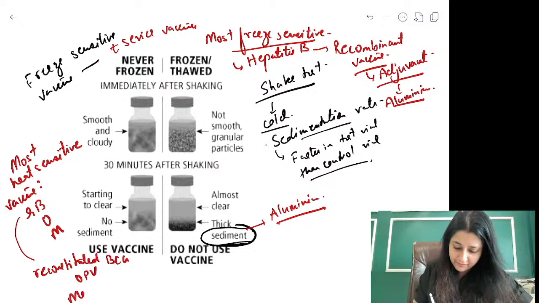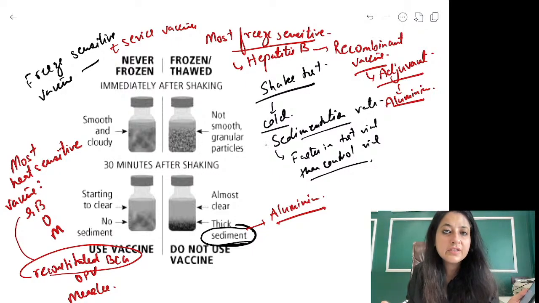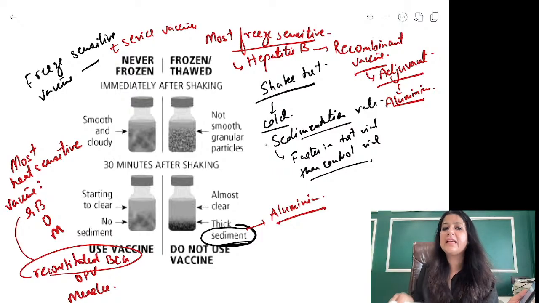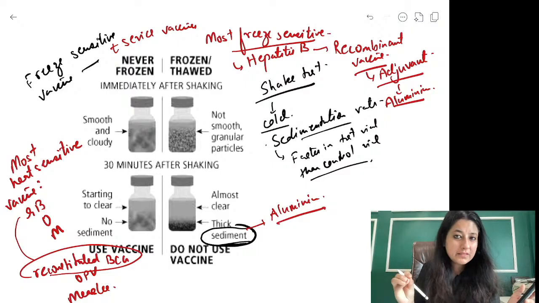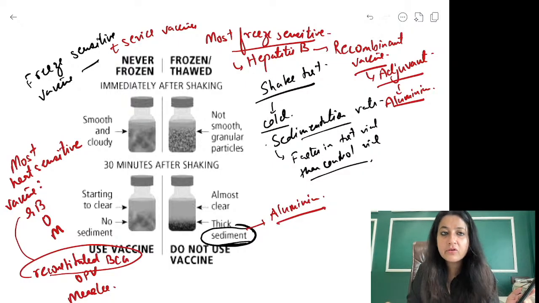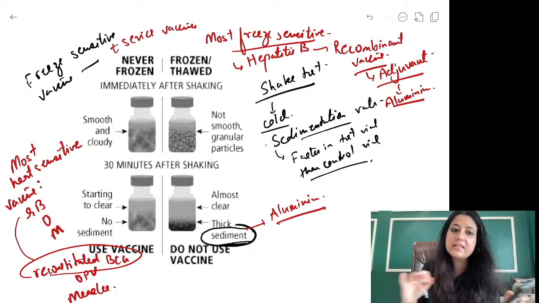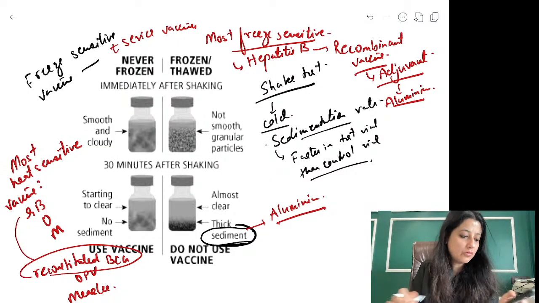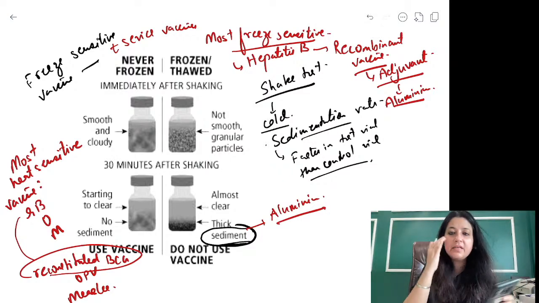फिर OPV, फिर मीजल्स. ठीक है, सबसे ज़्यादा हीट सेंसिटिव जो इजली डैमेज हो जाते हैं इज रिकॉन्स्टिट्यूटेड BCG. वेरी इंपॉर्टेंट स्लाइड ऑफ द डे. शेक टेस्ट किसके लिए? Most freeze sensitive vaccines. Sediments you will look for. What are these sediments of? Aluminium particles. What are the heat sensitive vaccines? R-bomb. Which is the most heat sensitive vaccine? Reconstituted BCG.